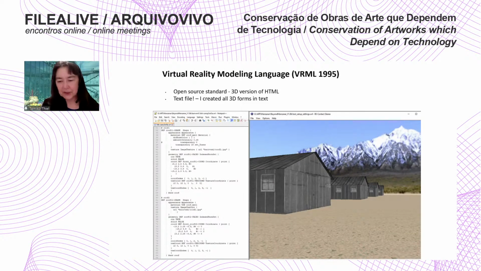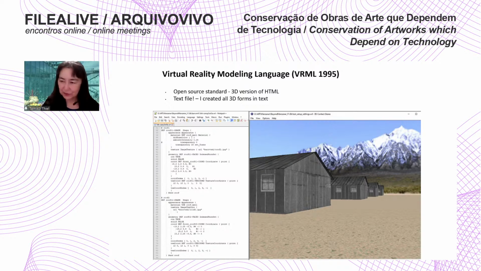So when we talk about preserving this, it turns out that the platform I used at that time is the Virtual Reality Modeling Language that came up in 1995 as one of the first platforms that allowed interactive 3D computer graphics, what we call virtual reality, to run on mere PCs instead of $100,000 workstations. Now, this is an open source standard, and you can see there on the left the actual text that is defining how the roof is built, how the wall is built.